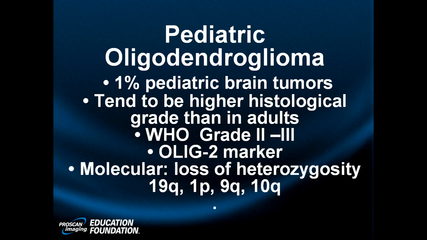Pediatric oligo. These are really rare, 1% of pediatric tumors. They tend to be more aggressive. They tend to be more often grade 3 than grade 2. There is a specific Olig2 marker, which is again related to chromosomes 1 and 19. And that's about as far as I would like to take it. But that's a pretty deep dive into oligodendroglioma.